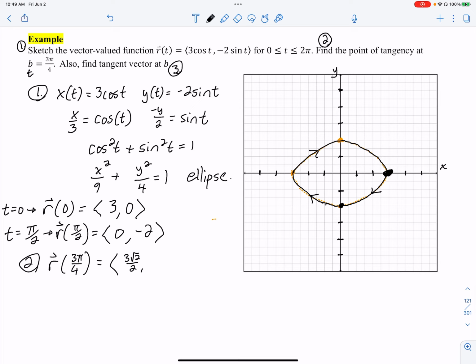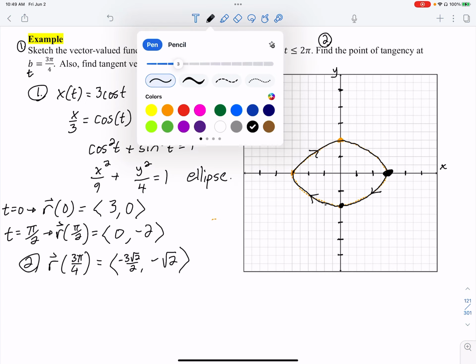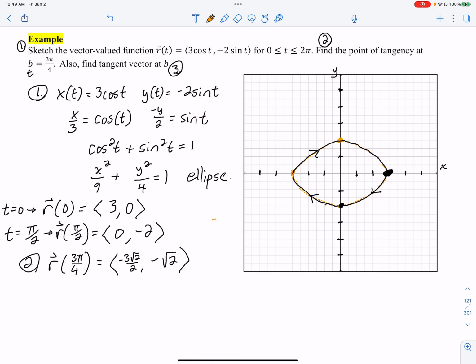Actually this cosine is going to come out as a negative, because 3 pi over 4 is to the left. Sine of 3 pi over 4 is going to be radical 2 over 2 times that negative 2, so I get negative rad 2. Okay, so we are graphing that. That doesn't give me a point of tangency, but it does point at the point of tangency. So the point of tangency is negative 3 rad 2 over 2, and then rad 2.